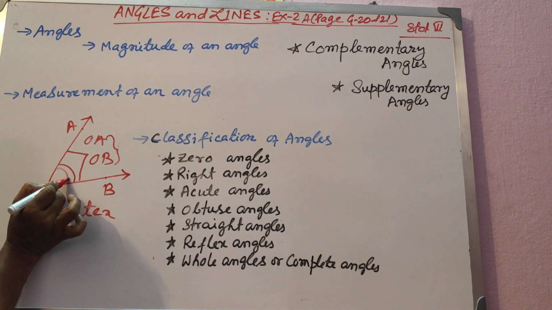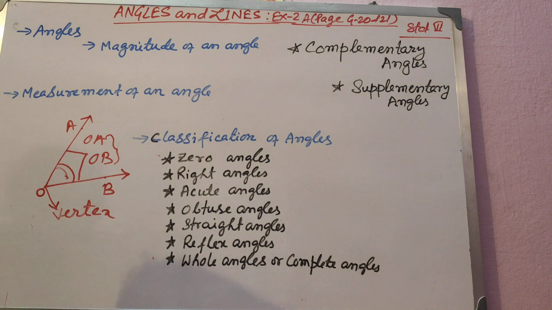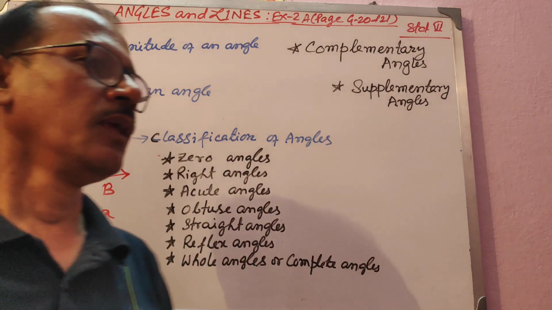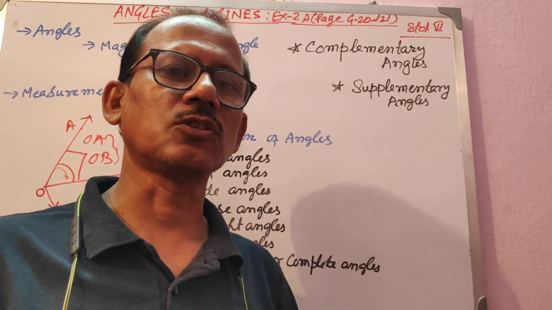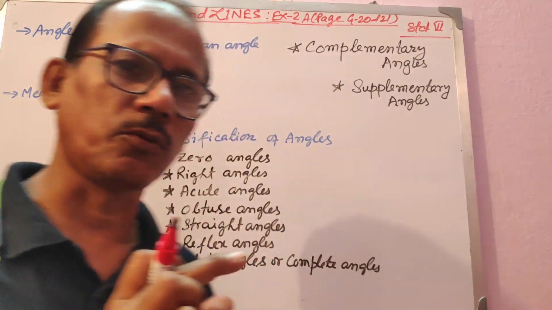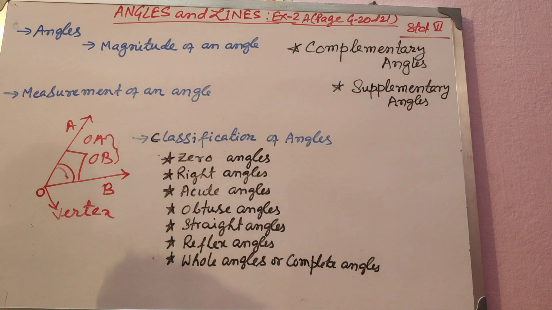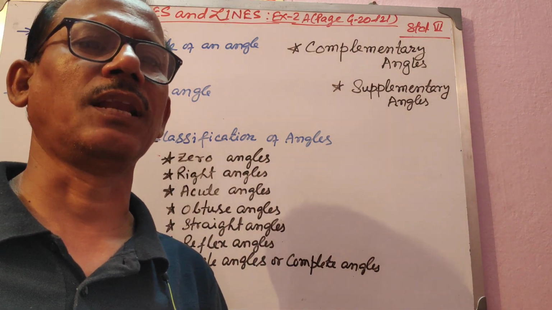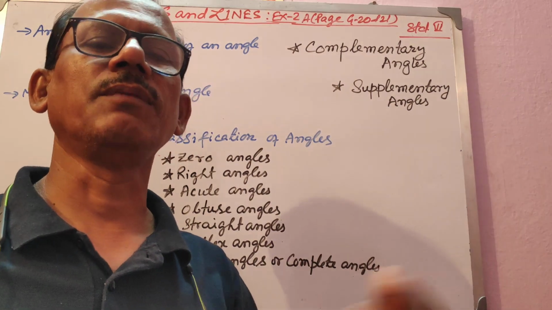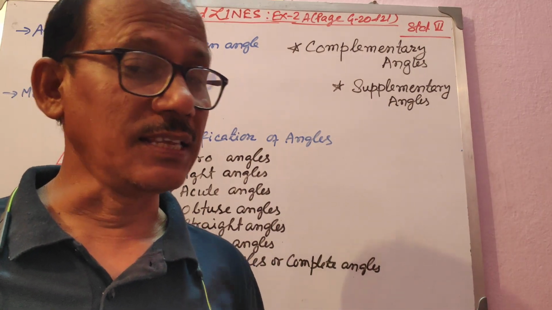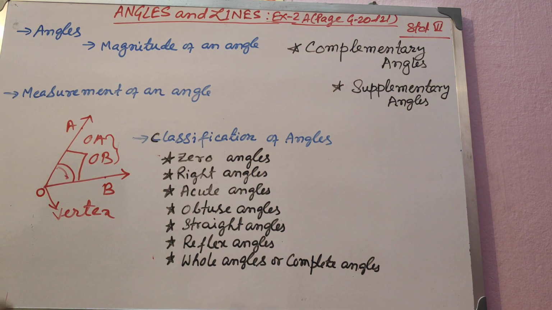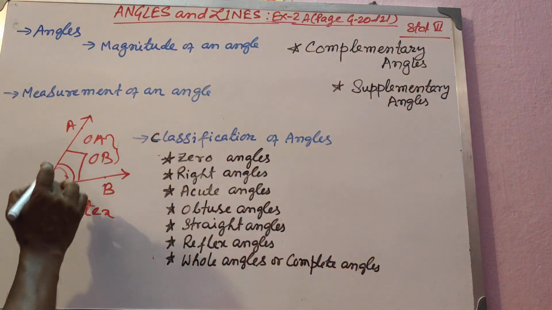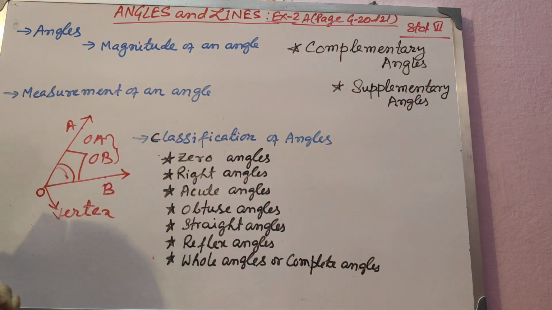That means how much the opening is, that is the magnitude of the angle. Magnitude is only the measurement. With that measurement, if it is more, it will be classified in the more category, and if it is less, it will be classified in the less category. Could you understand? Magnitude means the volume, the measurement it has got. So you understood this opening, the magnitude of an angle.